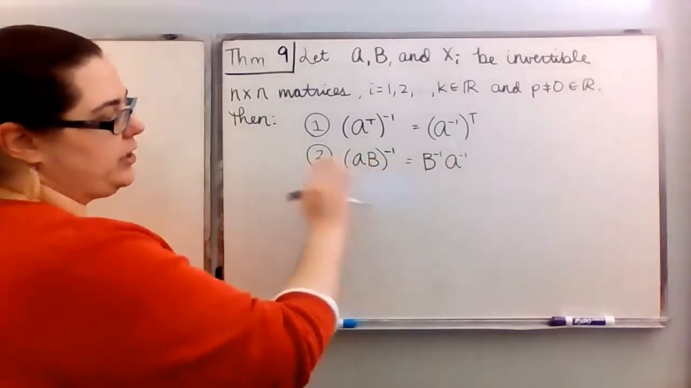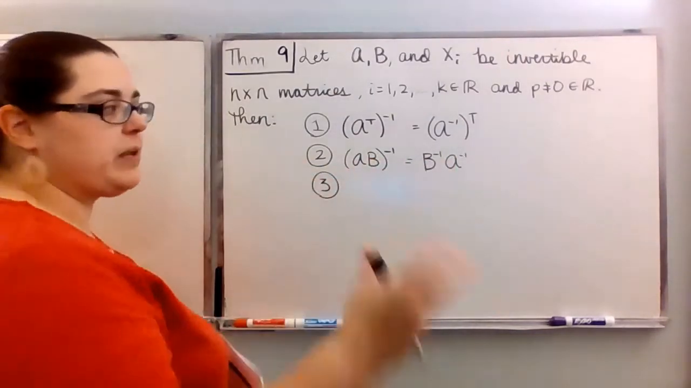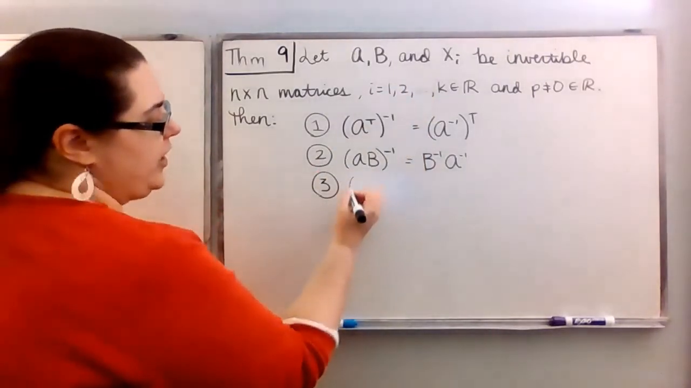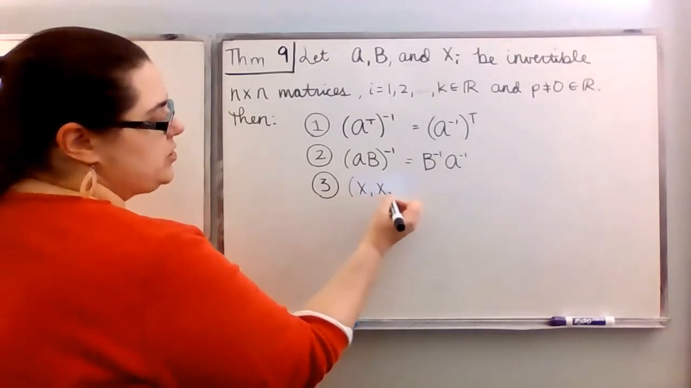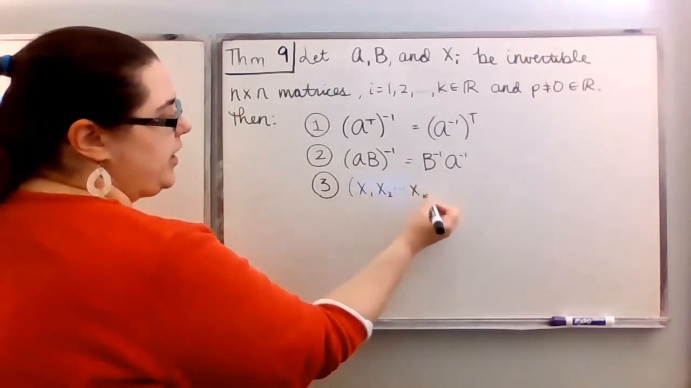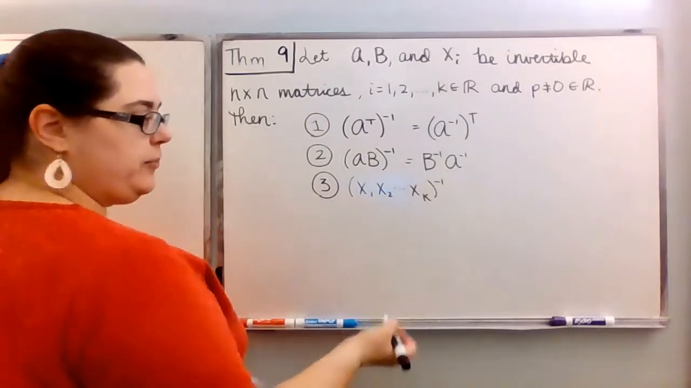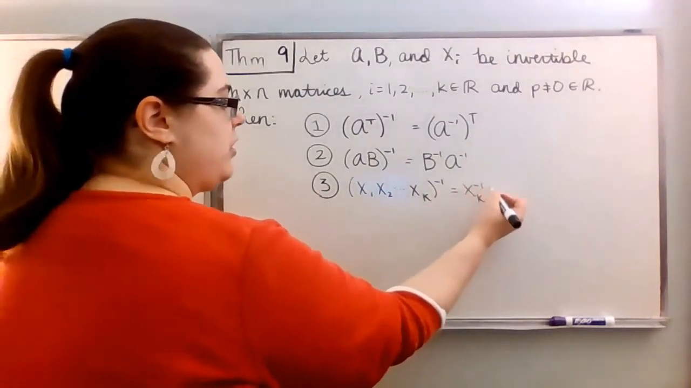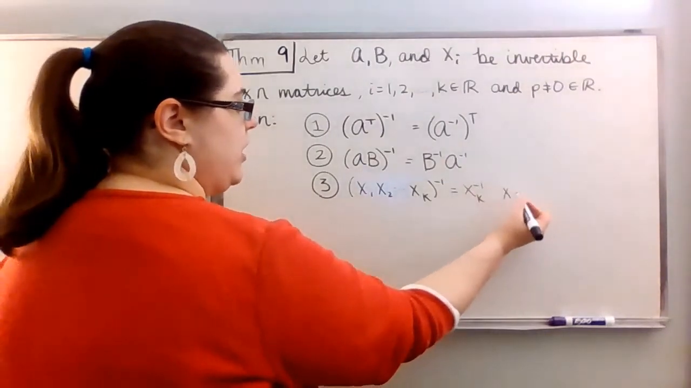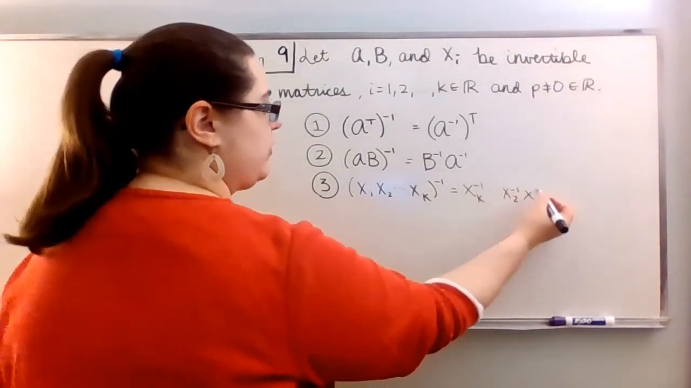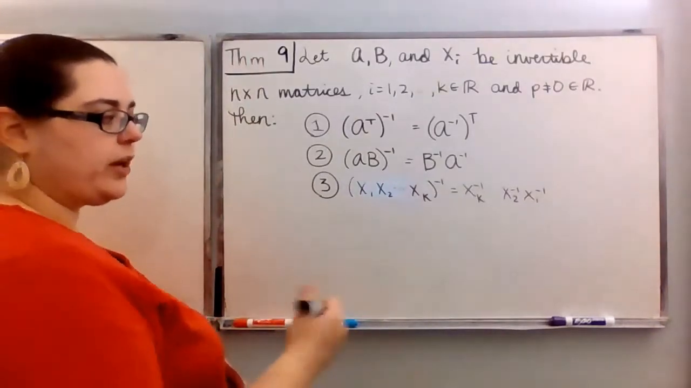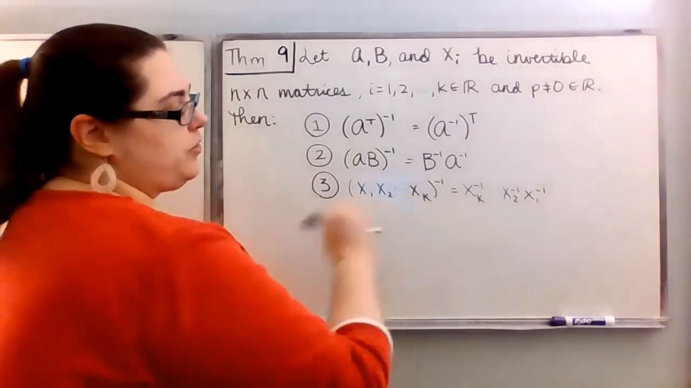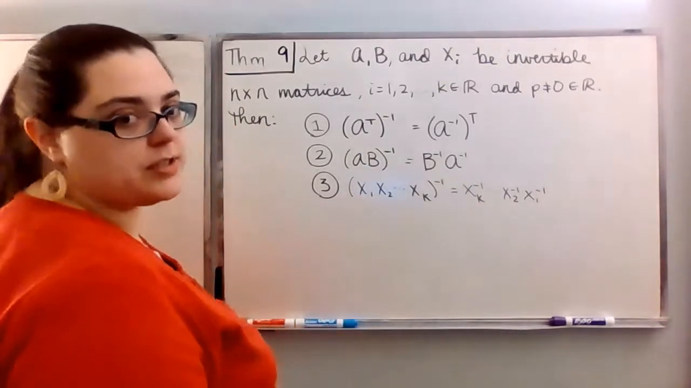Now, this statement in 2 generalizes to as many matrices as you wish. So this is where the X sub i's come in. If I have x1 times x2 times all the way up to xk, and I wish to invert it, that's the same as xk inverse all the way down to x2 inverse, x1 inverse. So whenever you have a product, if you wish to invert it, you may do so, but it's the reverse order of the product of the inverses.